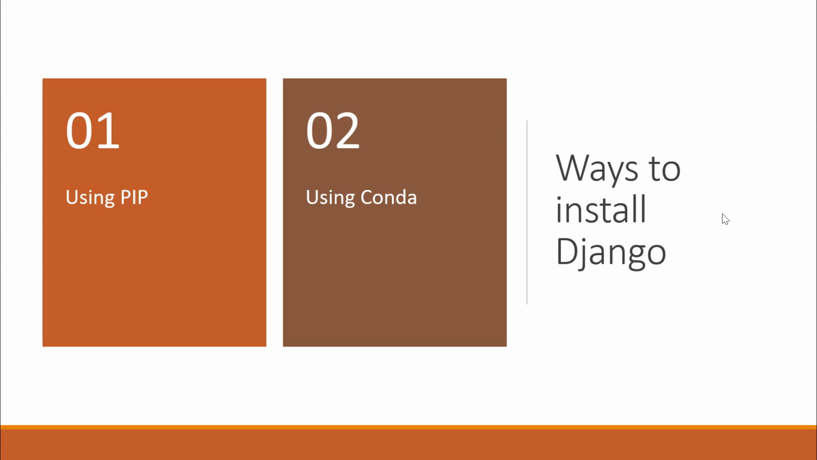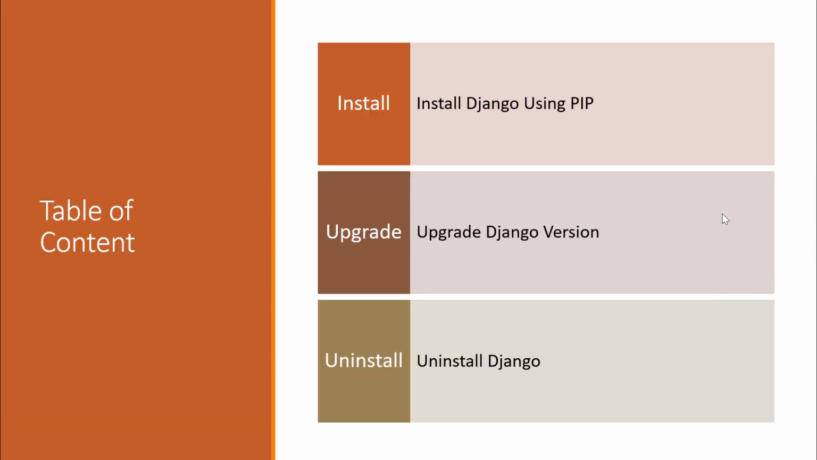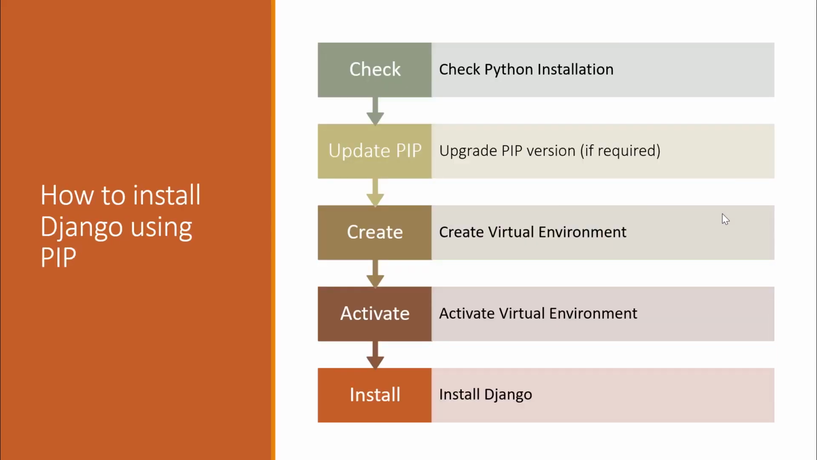And for the current instance, we will focus on utilizing pip and understand how we can install Django in our system. Then we will also see how we can upgrade an existing Django version to the latest one, and in the last we will discuss the command to uninstall Django if required. So without any further delay, let's jump to the very first topic and let's discuss how we can install Django in our system by using the pip.